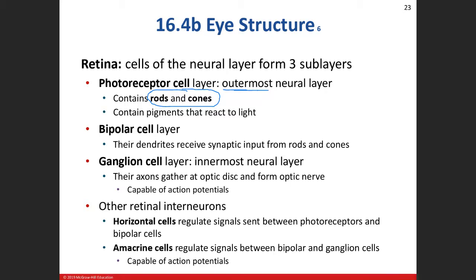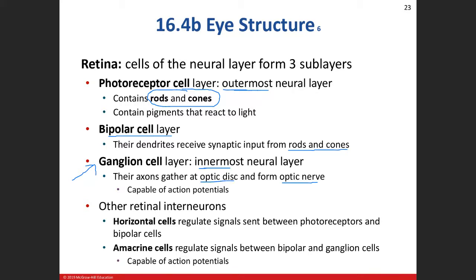So the middle layer is called the bipolar cell layer, and it's this layer that the photoreceptors, the rods and cones, are going to connect to the ganglion layer. That's the innermost layer. And the ganglion layer is eventually going to form the optic nerve, because it takes all the axons from all these ganglia at the optic disc.